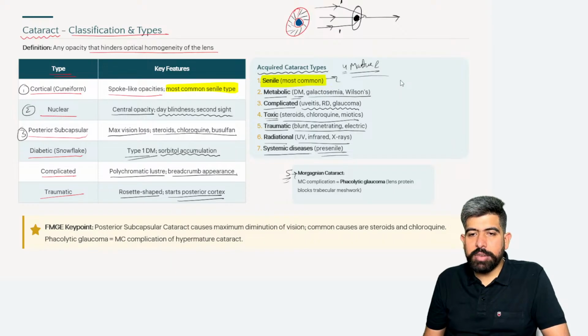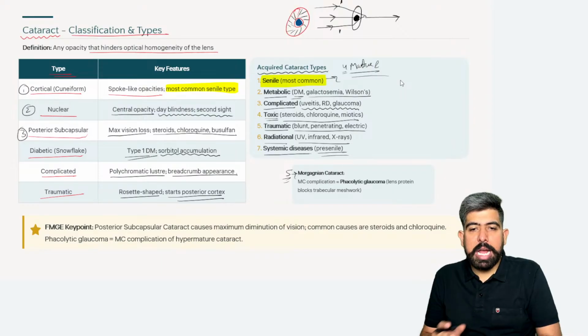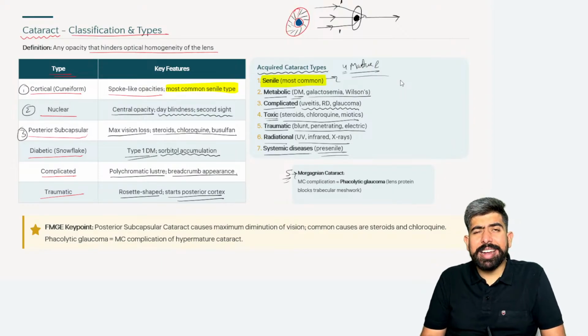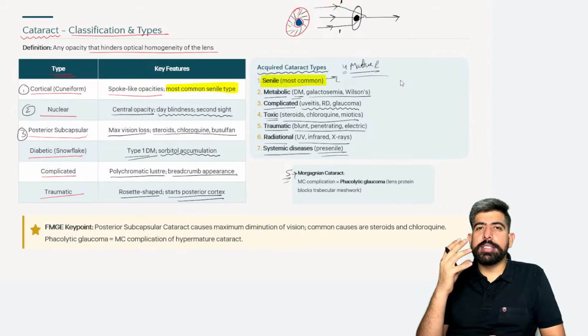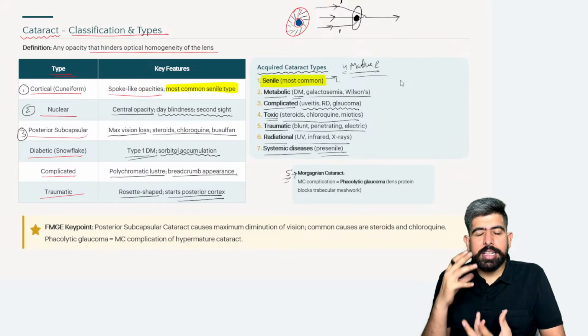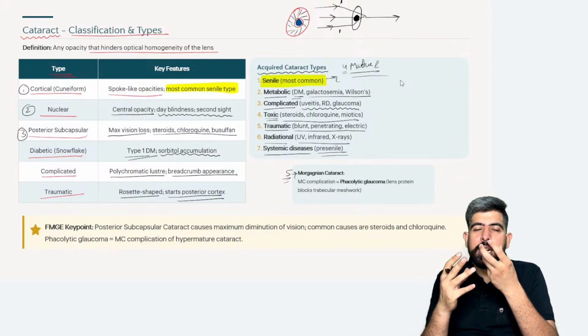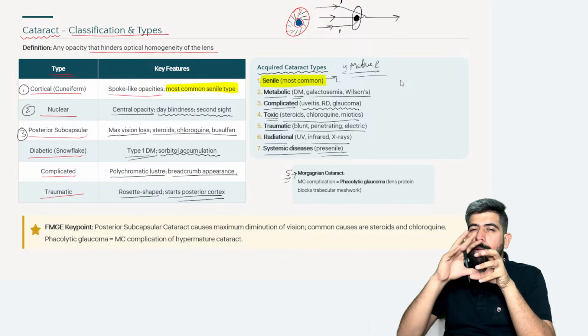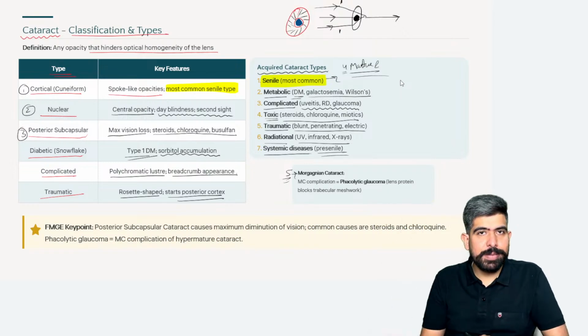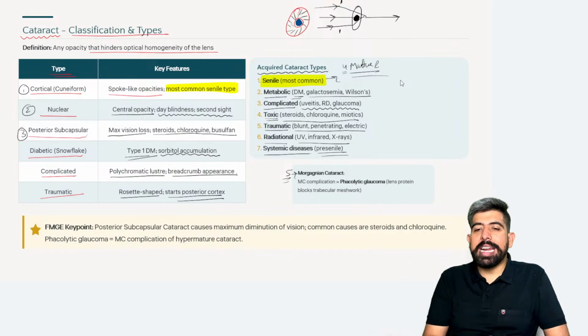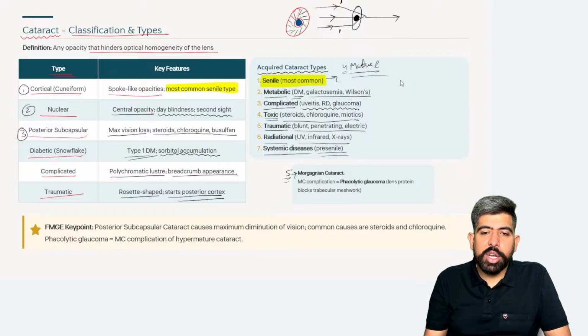And what will happen then in the hypermature cataract? This is the question, right? In the Morgagnian cataract, the lens has the cortex and the nucleus. The nucleus will shrink down, and the cortex will undergo liquefaction. The total cortex will be liquefied, and this is called your Morgagnian cataract.